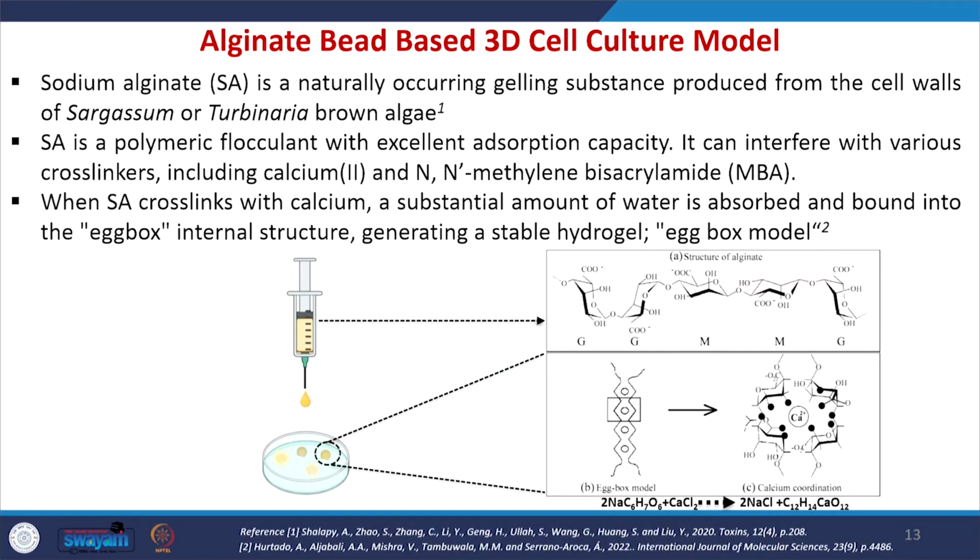Let us see how to prepare alginate bead based 3D cell culture model. For that, we have to use sodium alginate. This sodium alginate is a naturally occurring gelling substance which is produced from the cell walls of brown algae, and it can be cross linked with calcium. When it cross links, a substantial amount of water is absorbed and bound into the egg box structure, generating a stable hydrogel. This is called the egg box model.